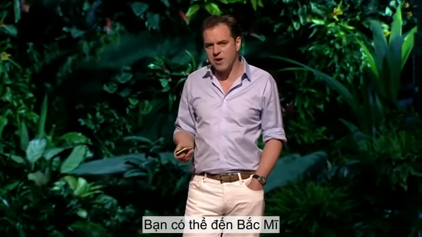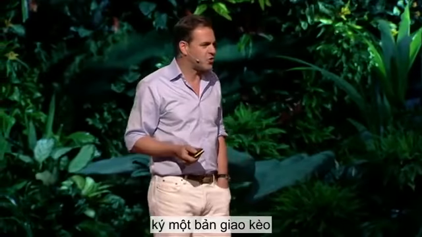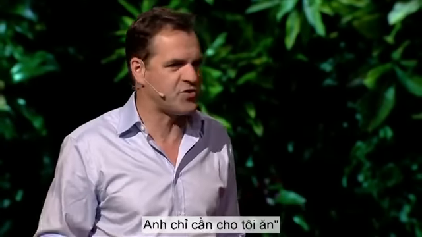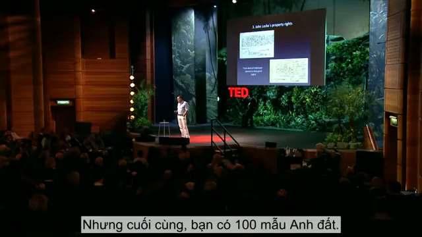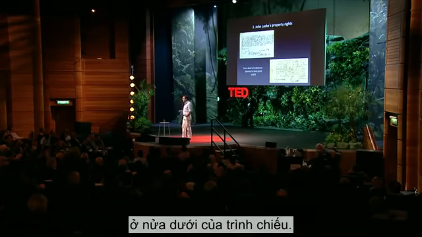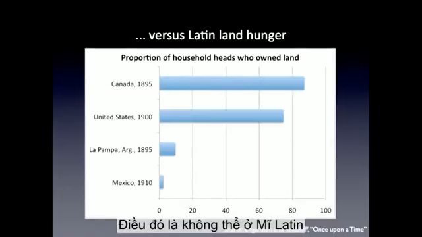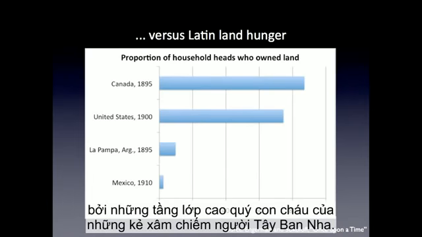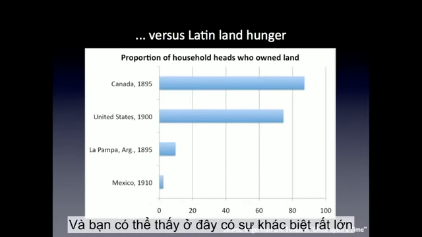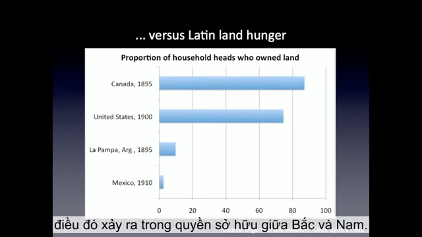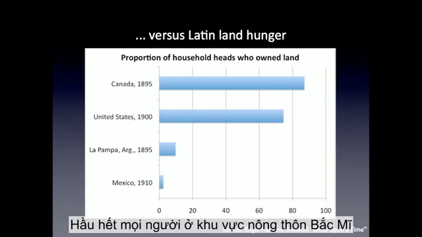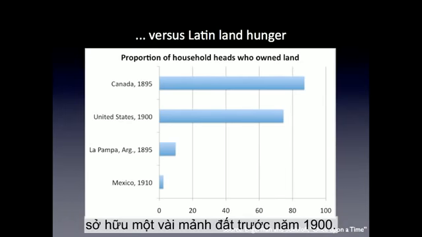You could turn up in North America having signed a deed of indenture saying, I'll work for nothing for 5 years, you just have to feed me. But at the end of it, you got 100 acres of land. That's the land grant on the bottom half of the slide. That's not possible in Latin America, where land is held onto by a tiny elite descended from the conquistadors. And you can see here the huge divergence that happens in property ownership between North and South. Most people in rural North America owned some land by 1900. Hardly anyone in South America did.